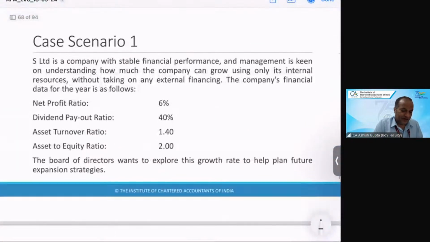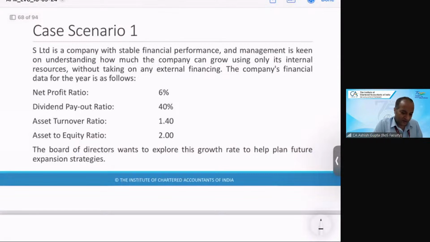Okay, I'm just sharing with you one case scenario. Just read out the case scenario and answer the question. This is a slide.